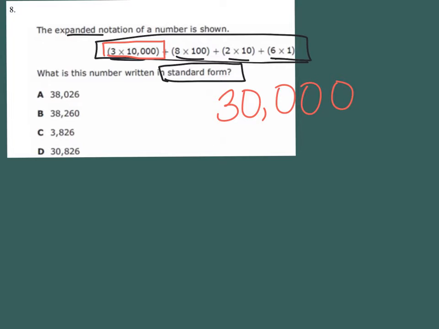Excellent. So then I have 8 times 100. What is 8 times 100? Good, 800. So I have to make sure I put it in the right place value. 0, 0, 8. 800. Okay, let's do our next one.